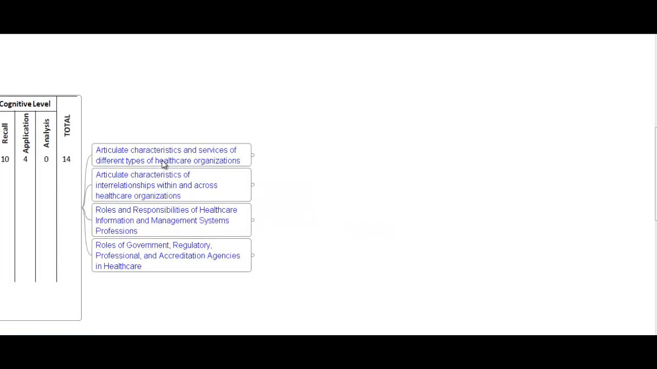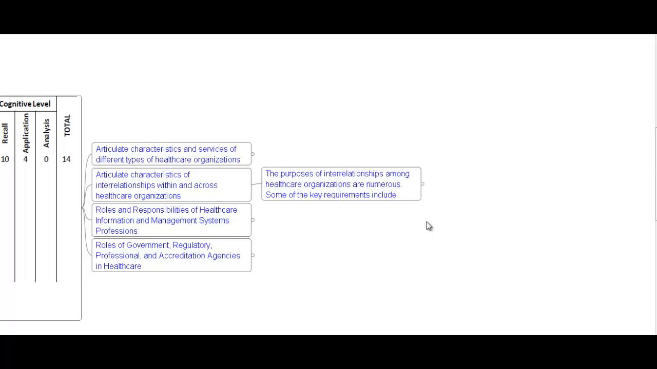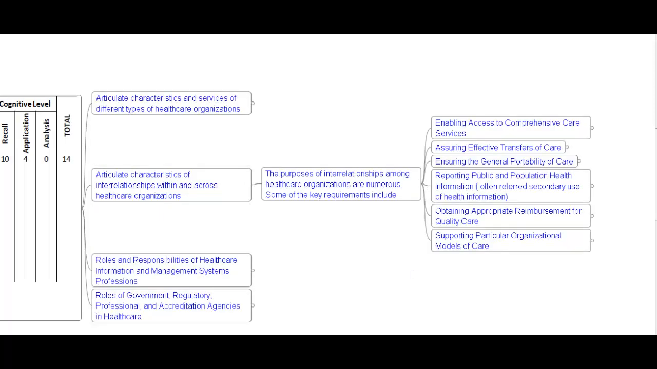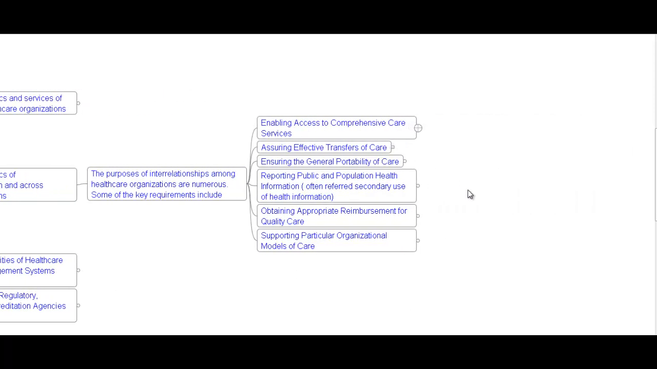Now we have a good idea about the organizations involved in healthcare delivery. Now we'll explore interrelationships among healthcare organizations. The purposes of interrelationships among healthcare organizations are numerous. These are the key requirements: enabling access to comprehensive care services, assuring effective transfer of care, ensuring general portability of care, reporting public and population health information, often referred to as secondary use of health information, obtaining appropriate reimbursement for quality care, and supporting a particular organizational model of care.